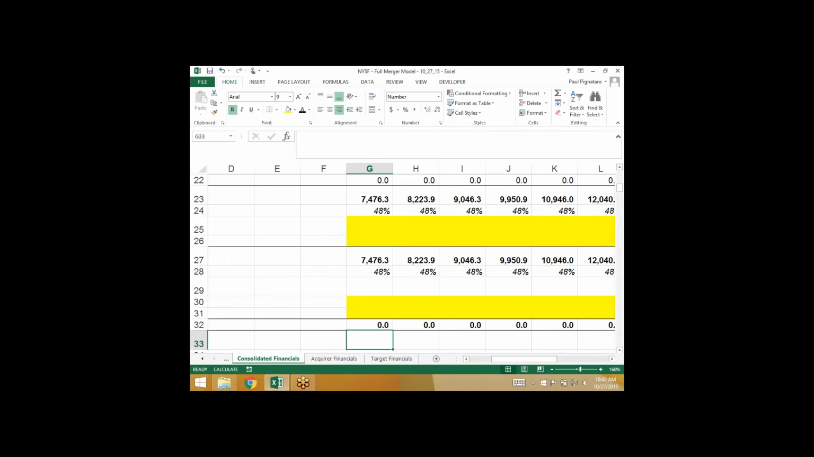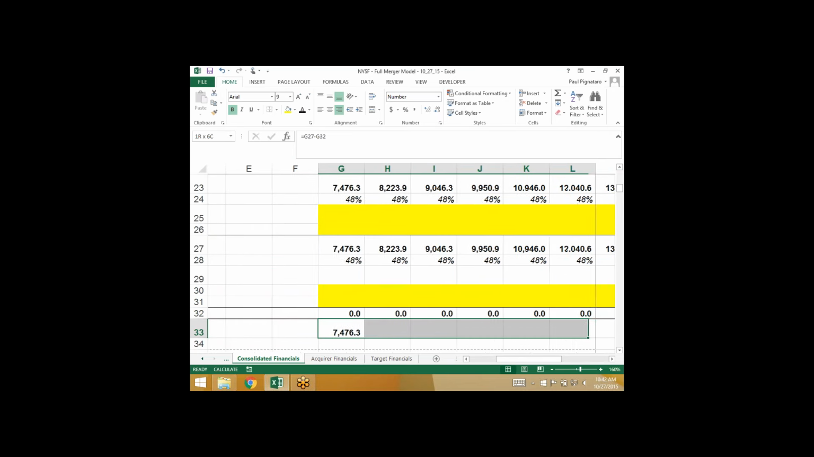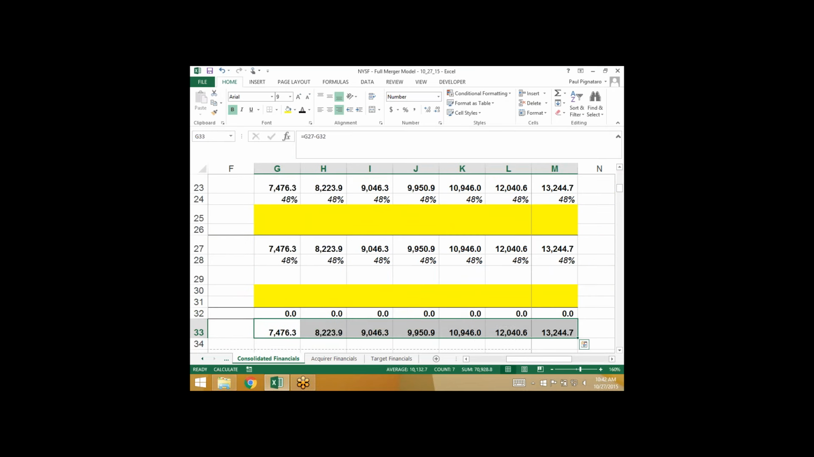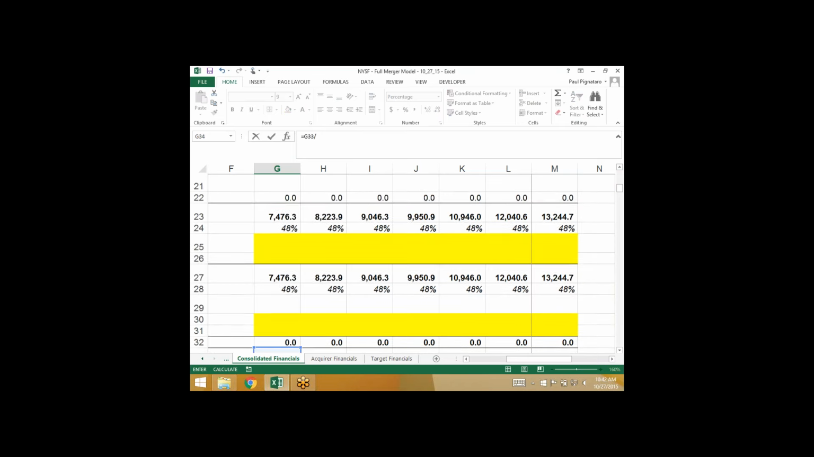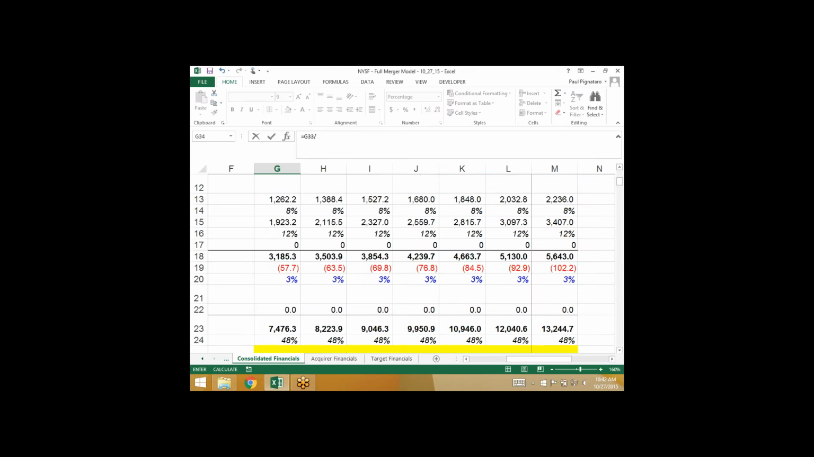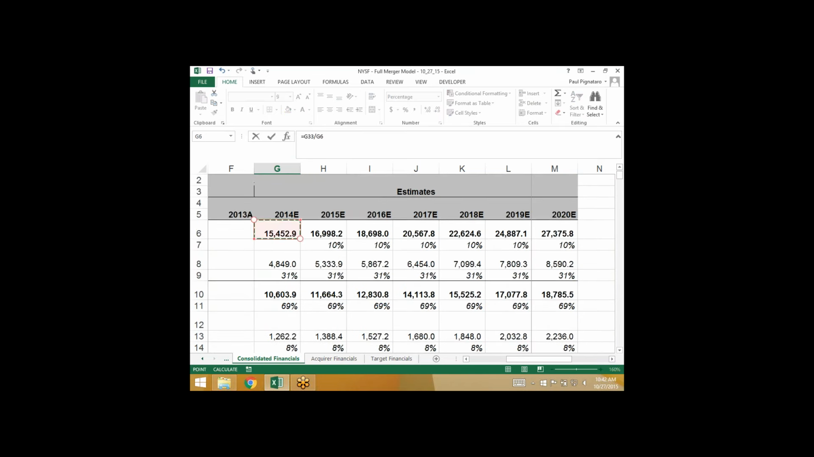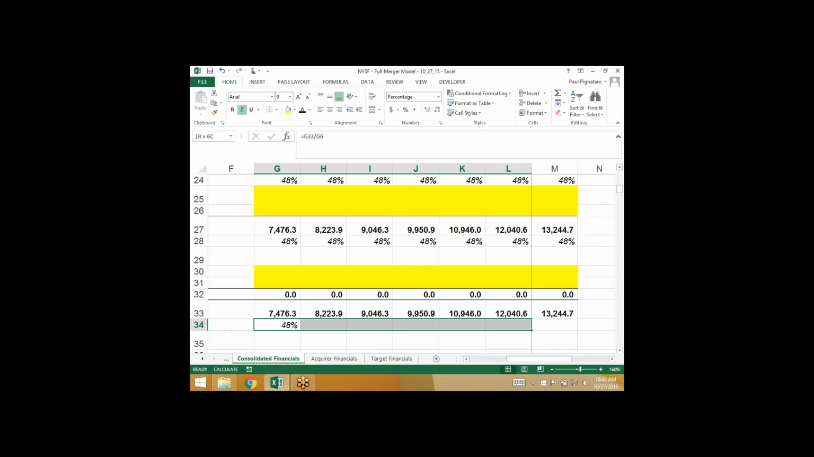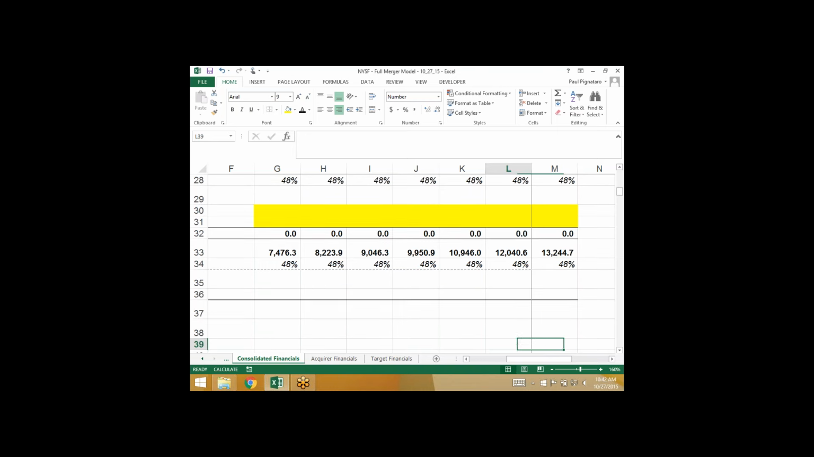And the EBT is going to be the EBIT minus the interest expense. The number's not going to change yet. And then we can calculate the margin on that. So it's not going to change your numbers, but you have the formulas in place so that once we link things in, this will start to flow.